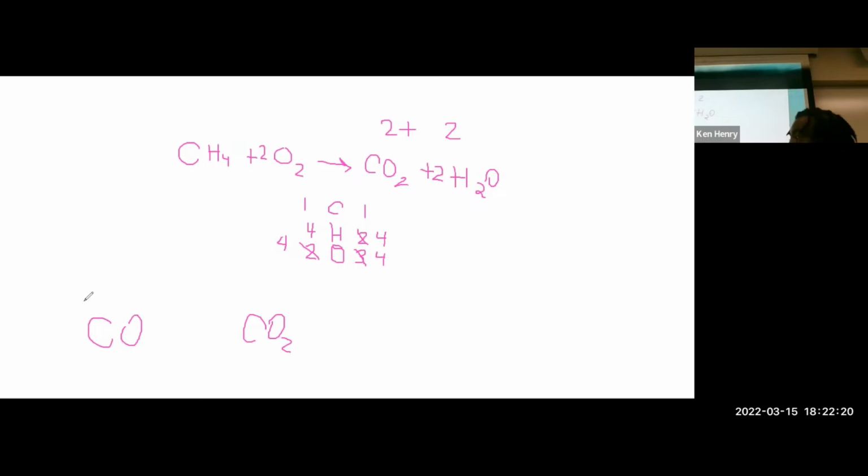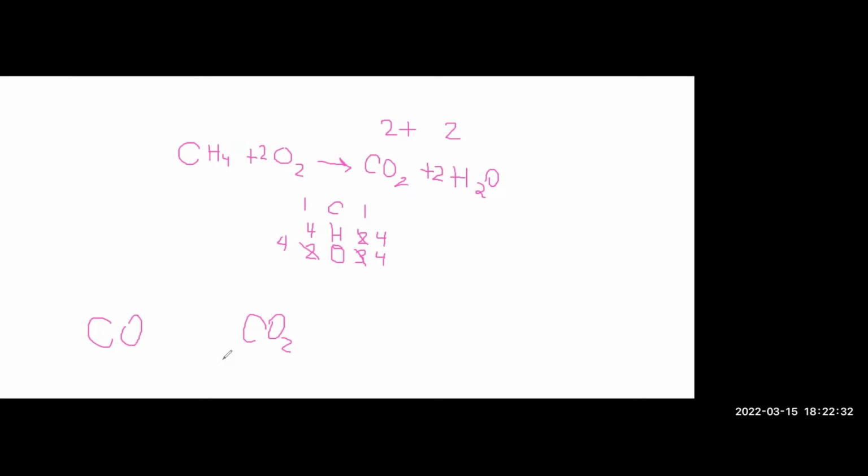So regardless of how much of this I have, I could have 50 copies of it. It's still going to be a 1-to-1 ratio, right? Where this one is always going to be a 1-to-2 ratio. Okay, that make sense? Yeah. Okay.